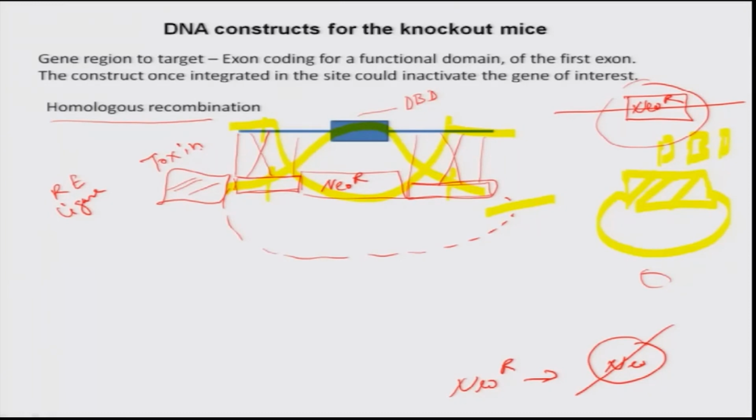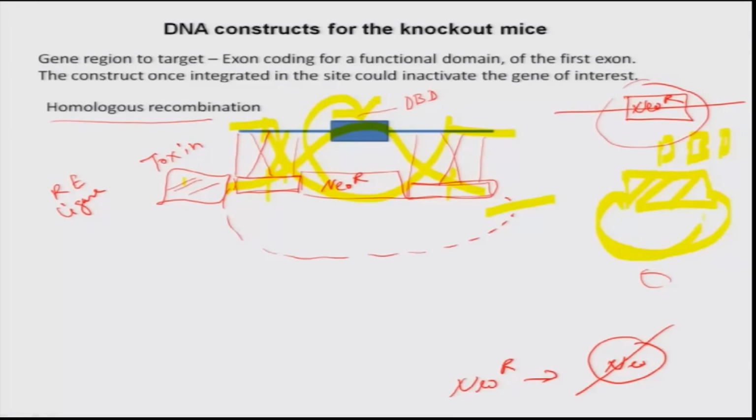But if the integration took place because of homologous recombination happening here, now the neomycin would replace this DNA binding domain coding exon, but in that process the toxin will not get integrated, or the coding sequence for the toxin will not be integrated into the genome. As a result, they would not die because of the toxin, because that is not expressed, because that is excluded, that remains in the plasmid and gets degraded, right. So, this is called a double selection.